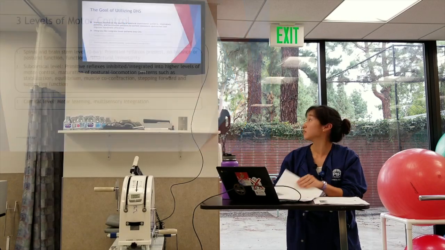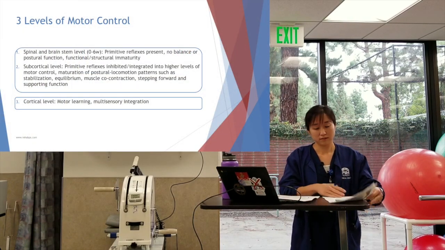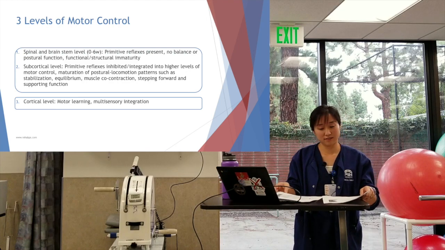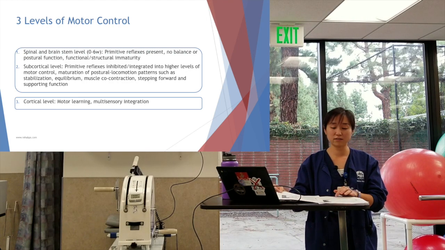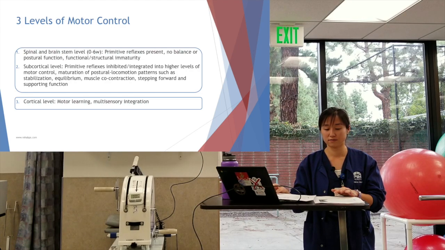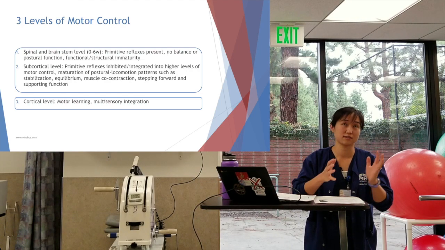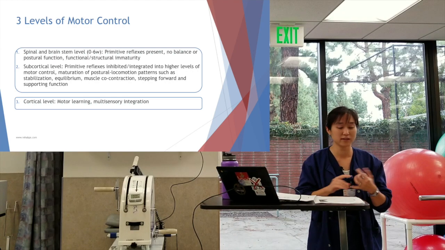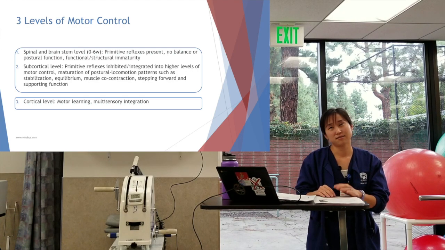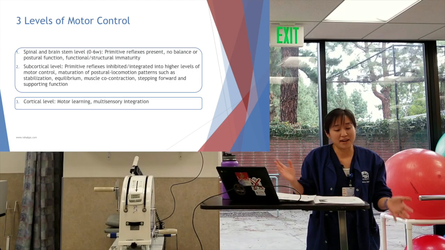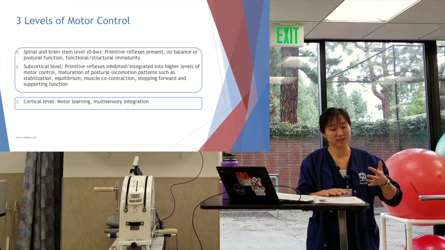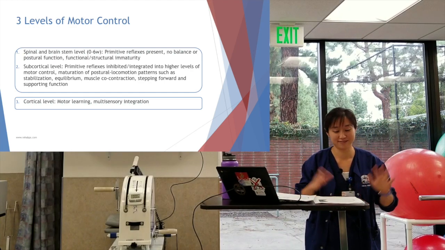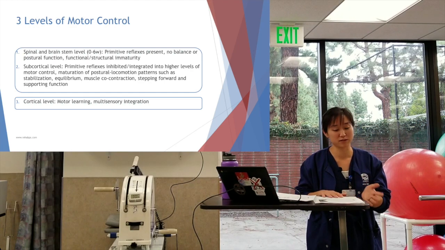So just to review, the three levels of motor control. There's the spinal and brainstem level. For DNS, that's like 0 to 6 weeks. So it's the primitive reflexes. There's really no balance and they don't really have stability. So babies just kind of move around without any purposeful movement.